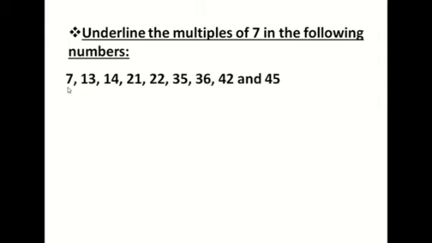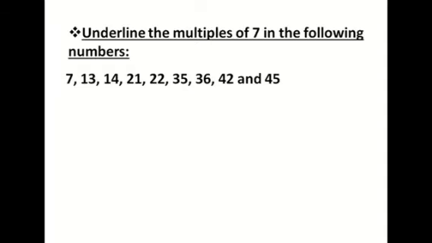Now work out this sum with me. Underline the multiples of 7 in the following numbers. You can write down the heading and then copy these numbers. Here they are: 7, 13, 14, 21, 22, 35, 36, 42 and 45. So how will we do it? You have to find out the multiples of 7, yes? Check the numbers and try to find out.